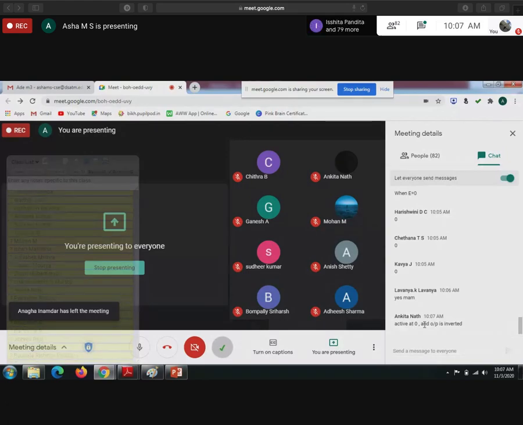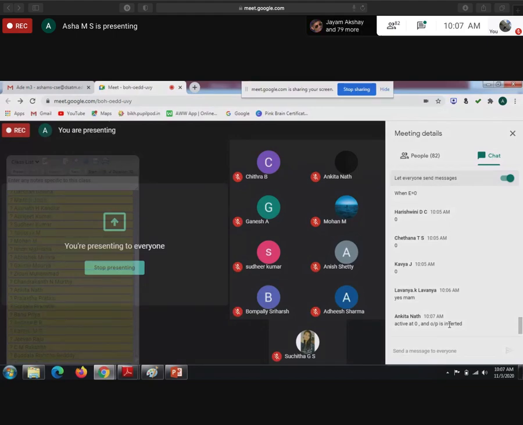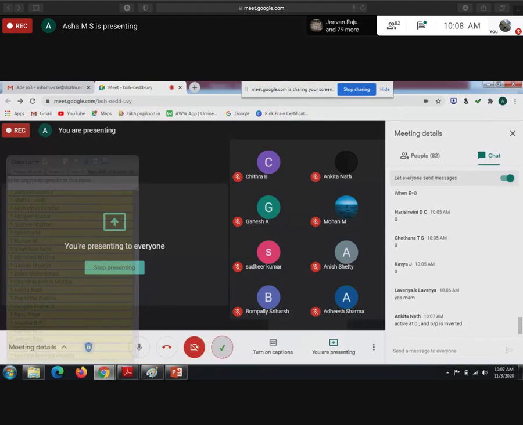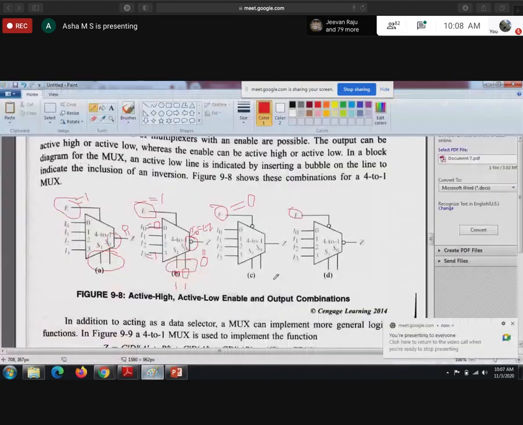Active at 0 and output is inverted. Very good, Ankita. What about others? Only Ankita answered. Just look at the diagram. So at the enable input side, it's inverted. Enable input is inverted in the sense it will be active when E equal to 0. So we can say that it is an active low enabled multiplexer.